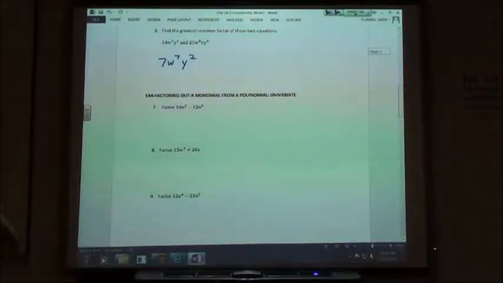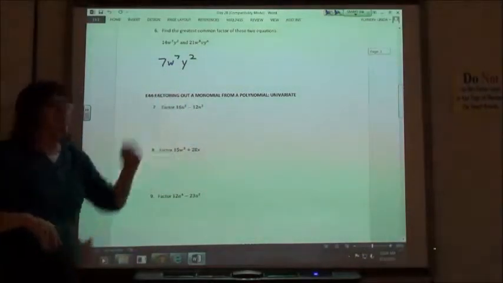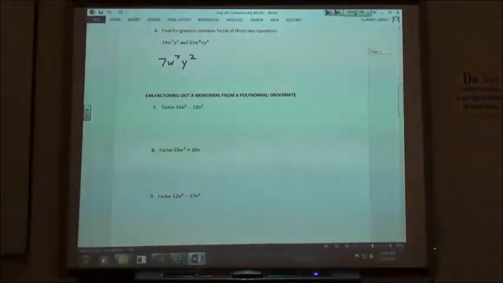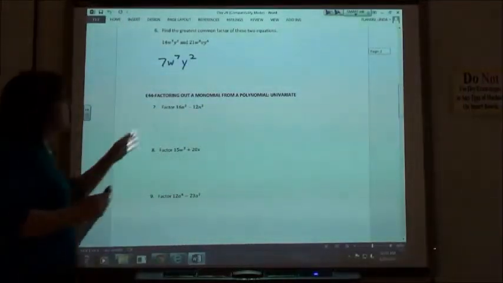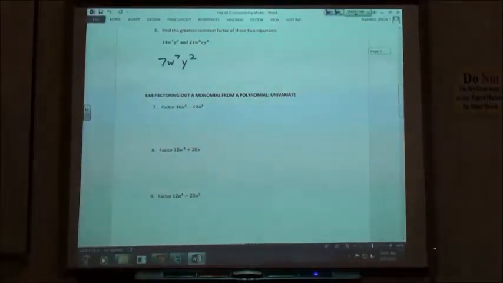So the reason they have you pick out the greatest common factor is they're going to give you expressions and tell you to factor them. When it says factor, you're trying to figure out, well, what times what gives me this answer? So the first thing you look for is, is there a greatest common factor? And you're going to put that out in front.